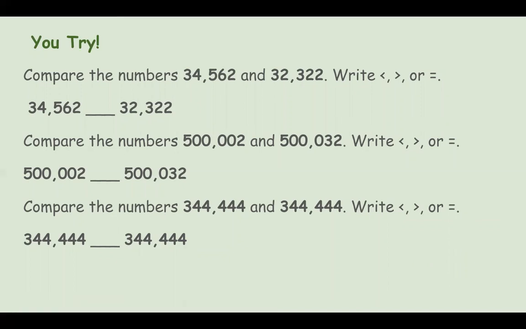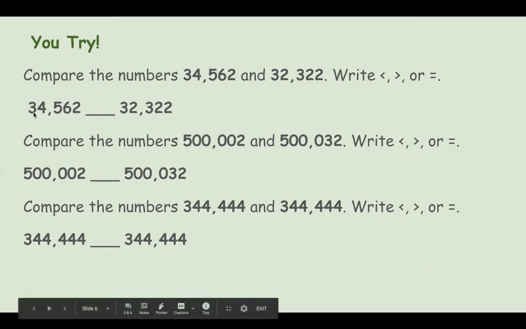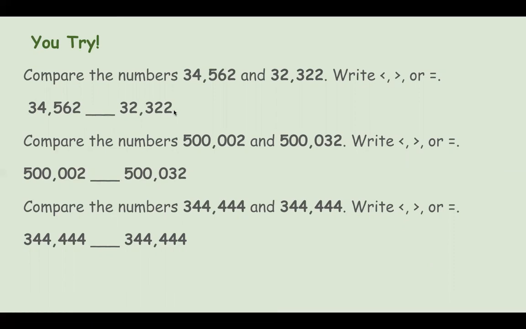Okay, so you should have paused the video to solve these 3. So the first one, you're looking at 34,562, comparing it to 32,322. So if you use place value, you probably saw, well, the first digit, they're the same. The 10,000s have the same value. So does that help us compare these 2 numbers? No. If they're the same, we got to keep going.